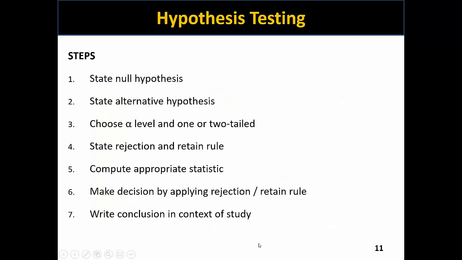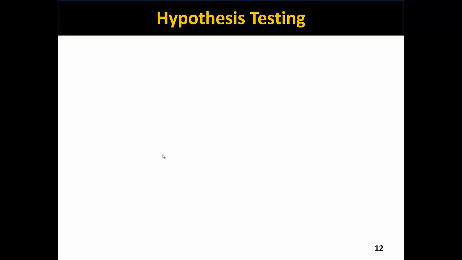So how would we go through the statistical process of investigating that research question? Well, we follow the exact same steps. We state the null hypothesis, the alternative, we choose an alpha level, whether it's 1 or 2-tailed. We state the rejection and retain rule. We compute the appropriate statistic. After the appropriate statistic is calculated, and in this case it will be a t-statistic, we then match that to step 4, the rejection retain rule. We make that decision, and then we write the conclusion in the context of the study.